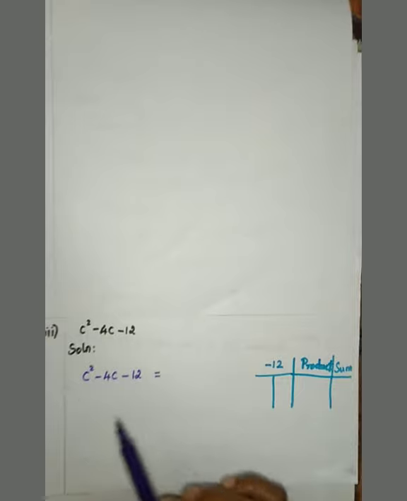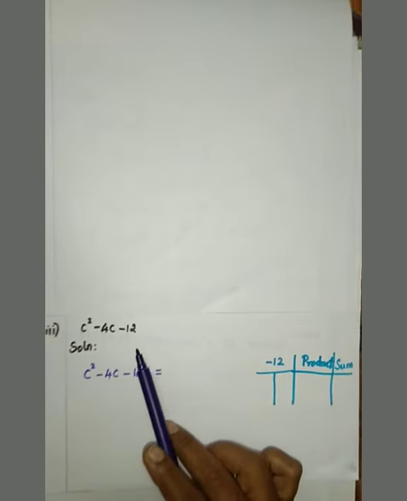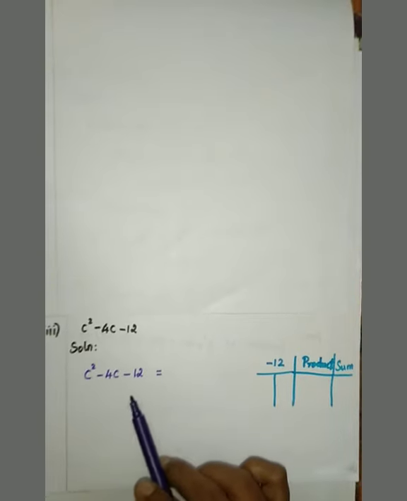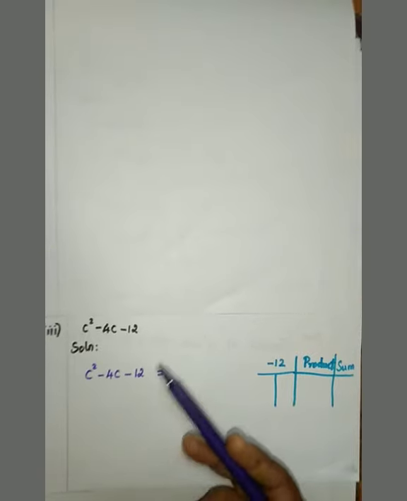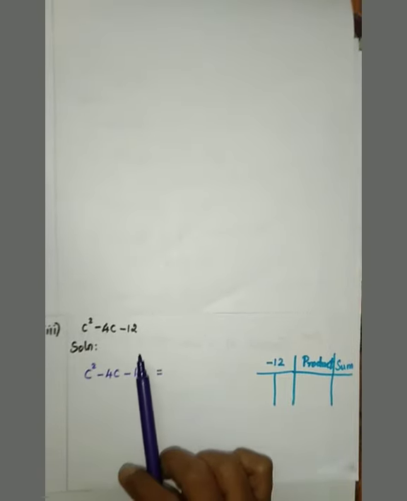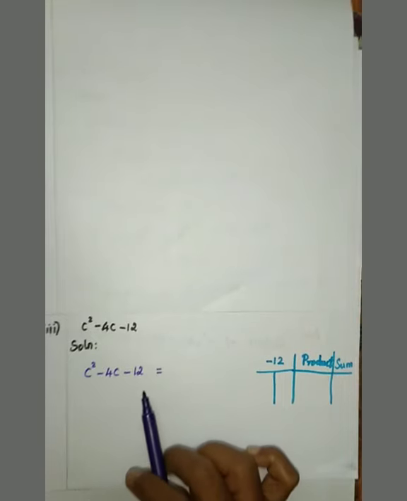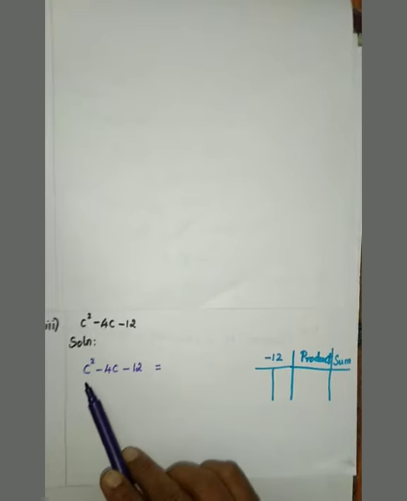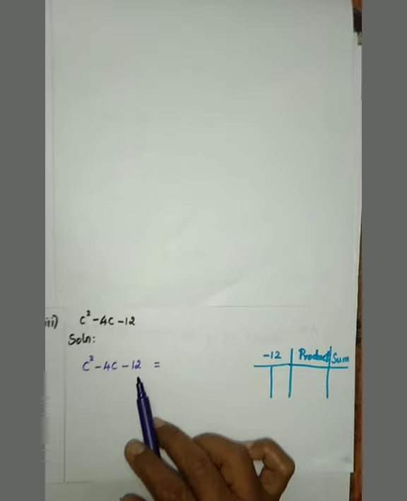Third subdivision, c square minus 4c minus 12. Solution, c square minus 4c minus 12. In the last two subdivisions we have checked the first and the last term. We have a perfect square number at the last term, so we have applied identity. Here look at that, c square and the last term is minus 12. It is not a perfect square.